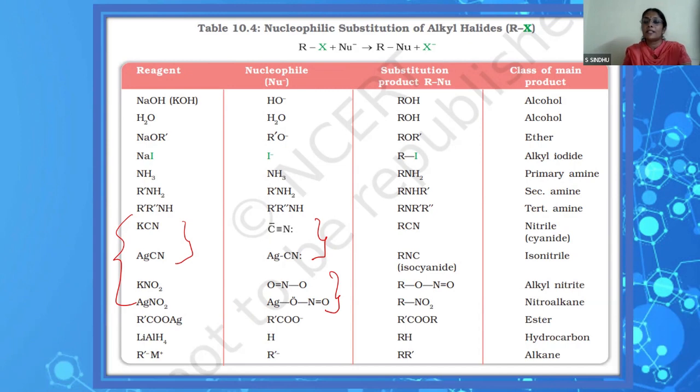KCN and AgCN as ambident nucleophiles, and potassium nitrite and silver nitrite acting as ambident nucleophiles. What is the reason for that? How do you all explain? Why does KCN give cyanide while AgCN gives isocyanide? So it depends on the... Bhanumati ma'am, if you could just elaborate on how you explain.